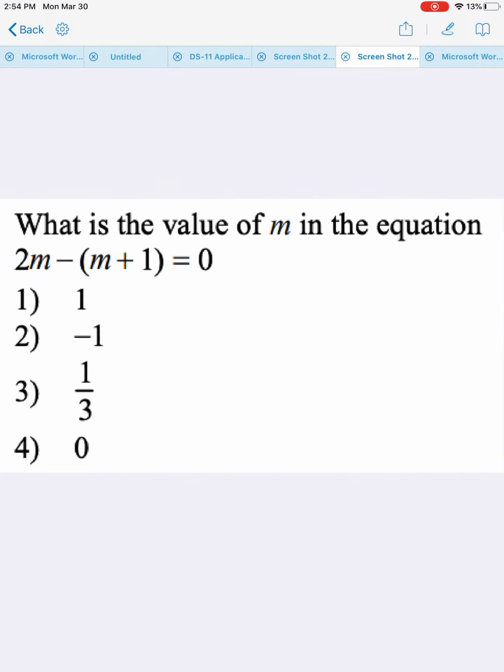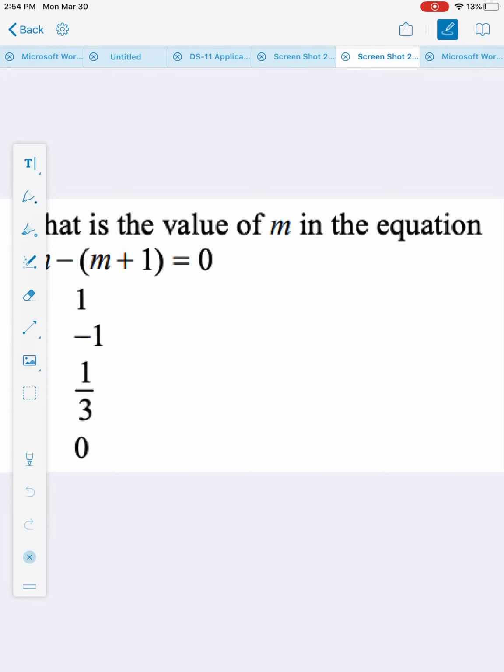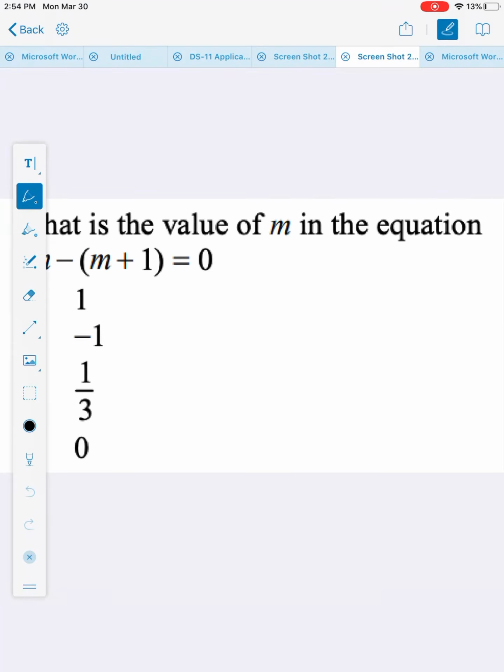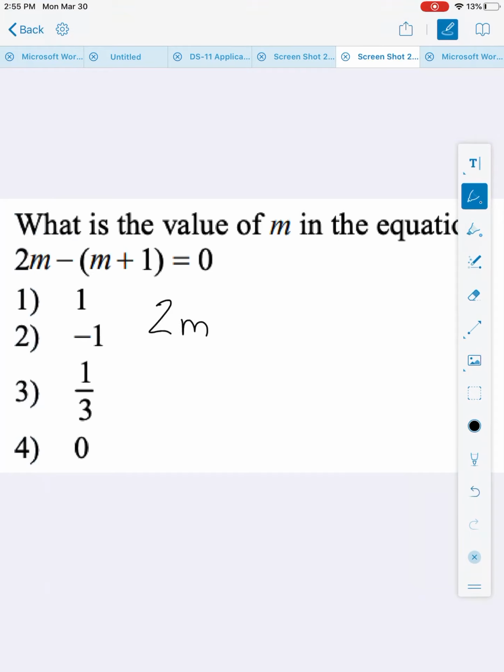And here's number 2. It says, what's the value of m in the equation? So again, you have to distribute, but this time I'm going to rewrite it as 2m minus m minus 1 equals 0. It's like I just took my negative sign and moved it in front of each term inside of the parentheses. Then I'll solve. 2m minus 1m is m minus 1 equals 0. And I'll add 1 to both sides, giving me m equals 1.